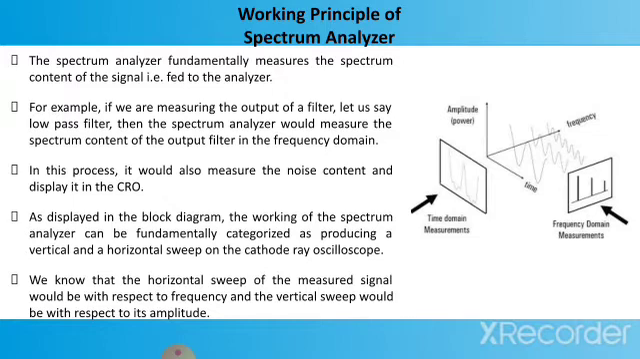As displayed in the block diagram, the working of the spectrum analyzer can be fundamentally categorized as producing a vertical and a horizontal sweep on the cathode ray oscilloscope. We know that the horizontal sweep of the measured signal would be with respect to frequency, and the vertical sweep would be with respect to its amplitude.